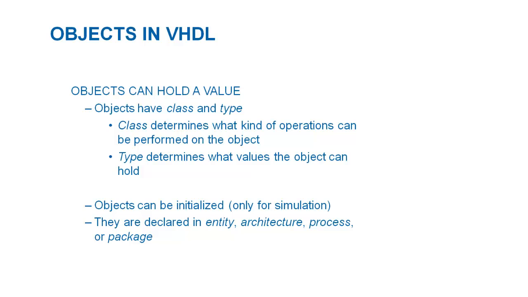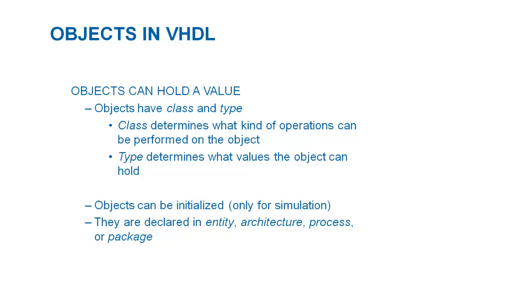We have objects in VHDL, and objects are components that can hold values. That's the way to look at them. Objects have classes and they also have data types. The classes define the kind of operation that can be performed on the objects, and the type of the object also defines the kind of values that the object can hold. We also mean by this that objects can be initialized based on their class and their type.